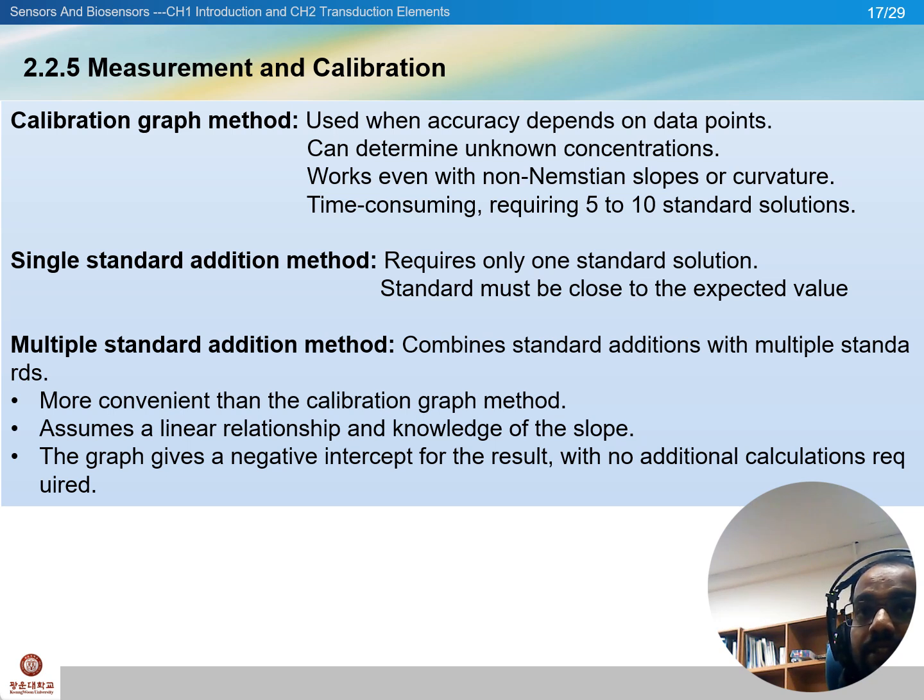Multiple standard addition method: combine standard addition with multiple standards. It is more convenient than the calibration graph method. Assume a linear relationship and knowledge of the slope. The graph gives a negative intercept for the result, with no additional calculation required.